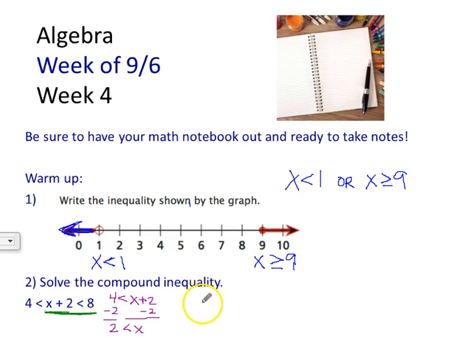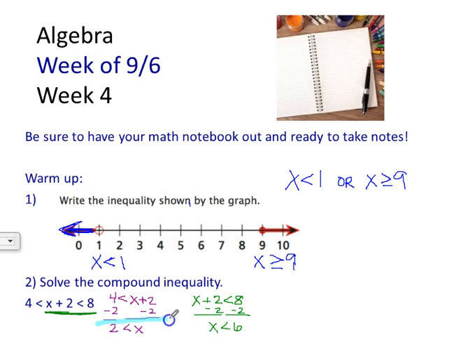If we focus on the right side, we also have that x plus 2 is less than 8. We can solve that inequality by subtracting 2 from both sides, and when we do that, we get x is less than 6. So these are my two answers here.